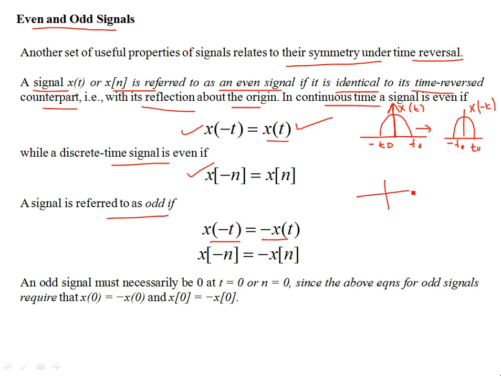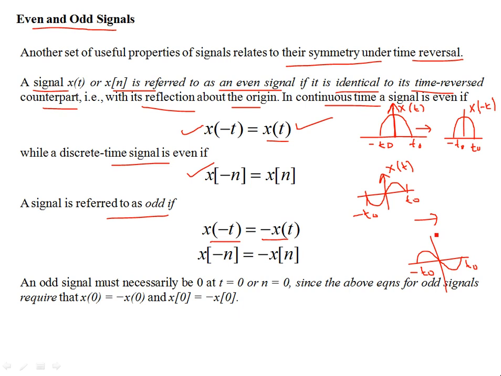For example, consider a continuous time signal like this. It's not a sinusoid, but it exists between the time limits minus t naught and plus t naught. It's a time limited signal, this is your x(t). You can see this is not an even signal. Why? Because if you apply the time reversal, it's going to look like this. If you flip this, it's going to be something like this, with minus t naught and plus t naught.